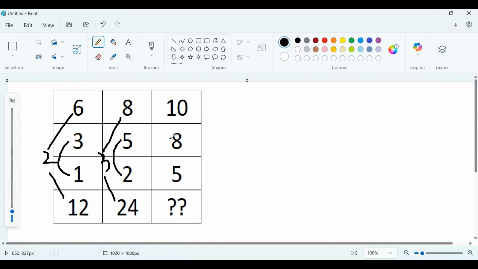Same way apply the same logic here, that is 8 minus 5, the answer is 3, and this 3 is multiplied with 10 and you are going to get the answer as 30. So 30, that means 30 is the correct answer.